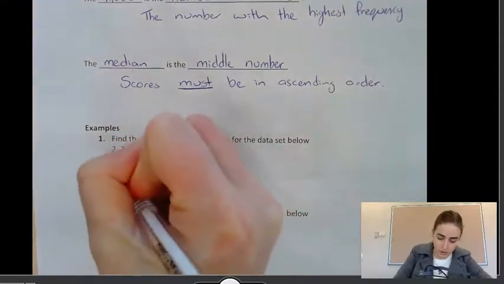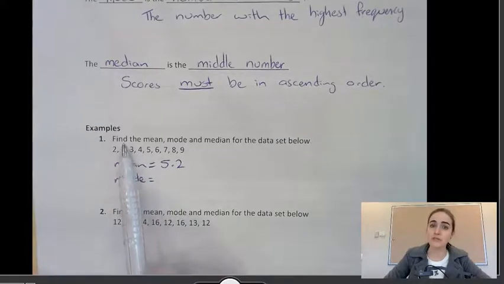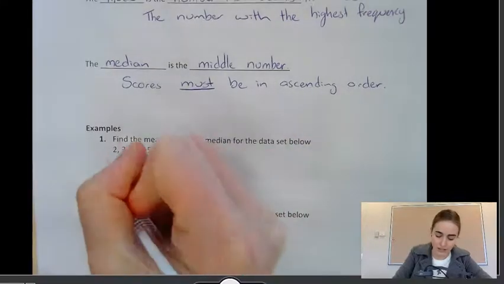Now, next one was the mode. So it's the one that occurs the most often. Most of the numbers there's only one of, but there's two 3s. So the most frequent number is 3.